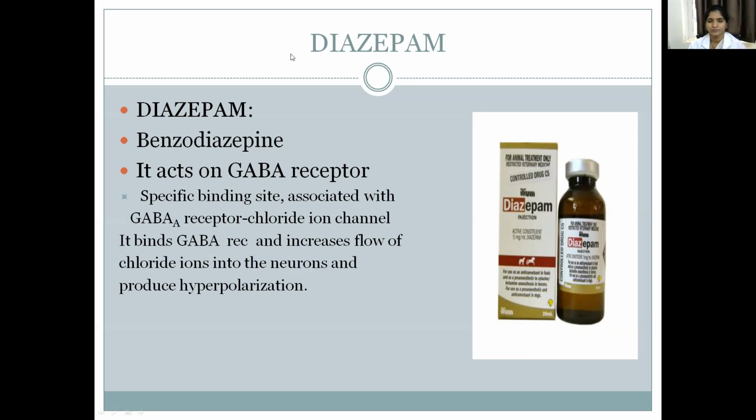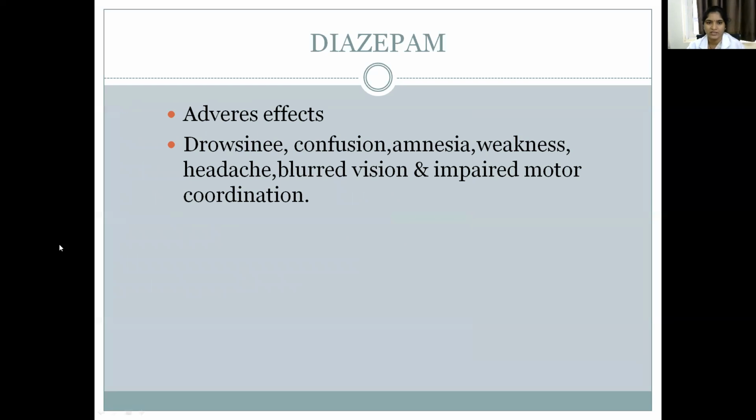When we ask you to identify diazepam, those questions will also be there. According to the questions, you have to answer. If it is the mechanism of action of diazepam, you have to mention that it binds to the GABA receptor, increases the flow of chloride ions into the neurons and produces hyperpolarization. Next, adverse effects: you have to write drowsiness, confusion, amnesia, weakness, headache, blurred vision, impaired motor coordination, like that.